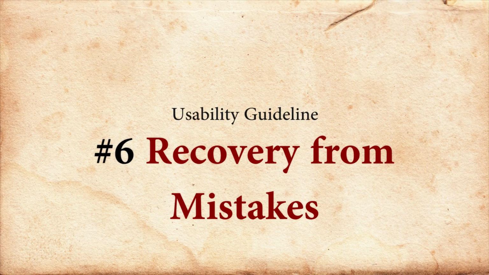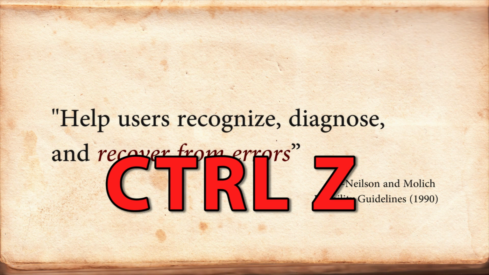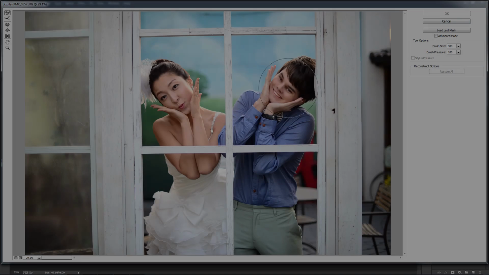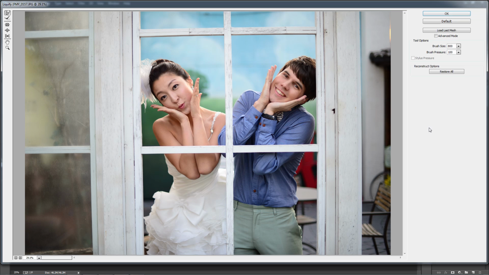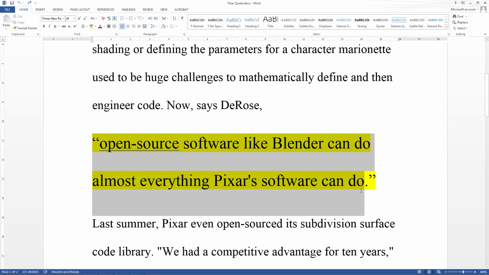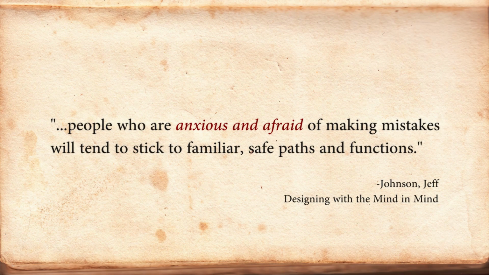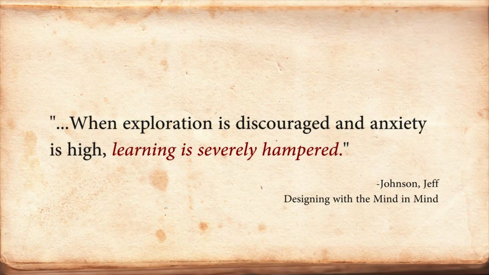Number 6, recovery from mistakes. Help users recognize, diagnose, and recover from errors. The most basic example is, of course, Ctrl-Z, universally understood as the way to undo any action. Now you may not know it, but this simple function that was first introduced in 1976 has made every computer user more relaxed, more explorative, and more trusting of the software they use. The reason for this is that people who are anxious and afraid of making mistakes will tend to stick to familiar, safe paths and functions. When exploration is discouraged and anxiety is high, learning is severely hampered.